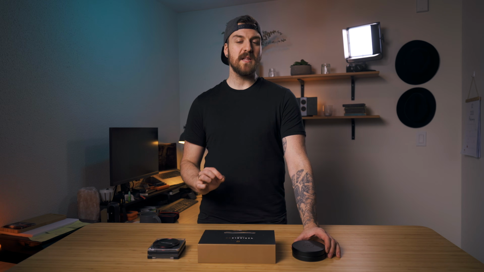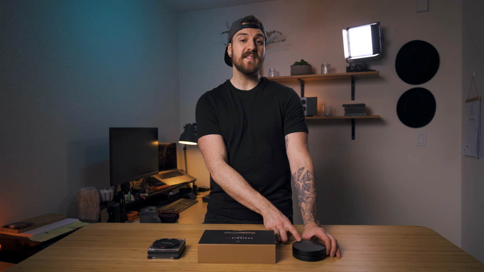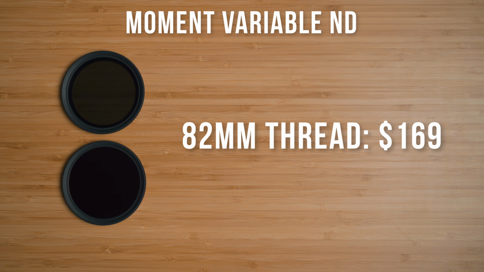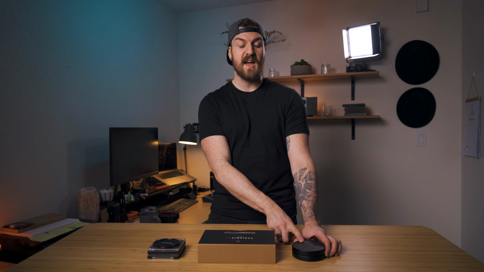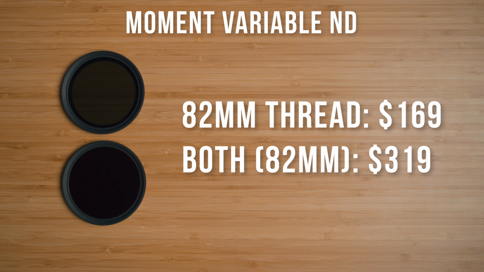Next, on the way down the price list, we've got the Moment variable NDs. The 82mm thread come in at $169 each. Both the 2 to 5 and 6 to 9 are the same price, but if you get the smaller sizes, they actually become less. So I think the 77mm, which are the ones I have here, are $159, and so on and so forth. And if you want to get both of them in a pack, you're looking at $319.99.